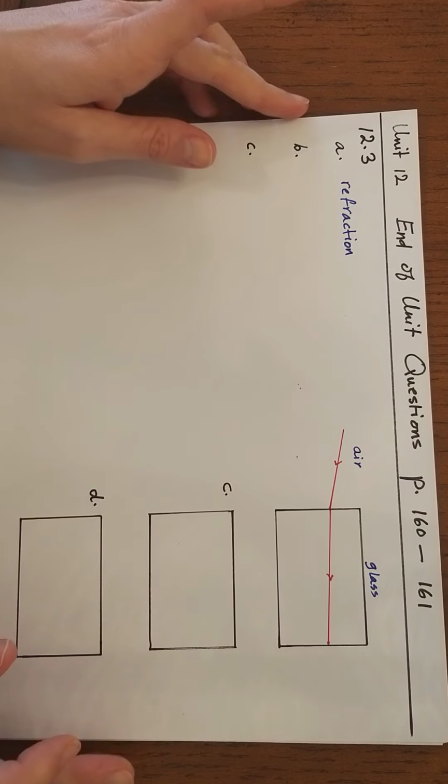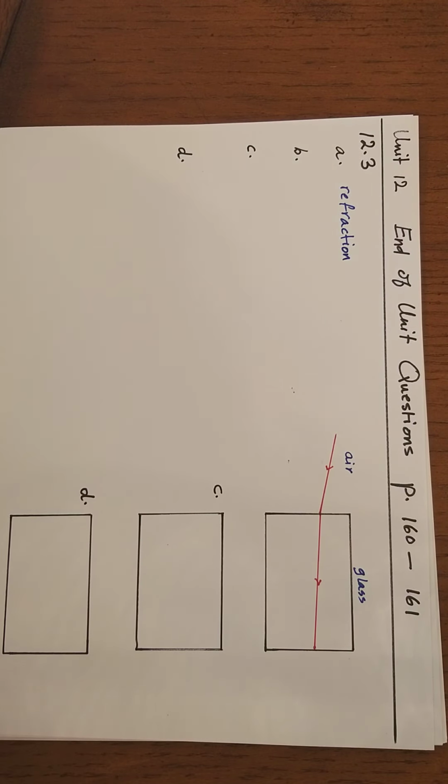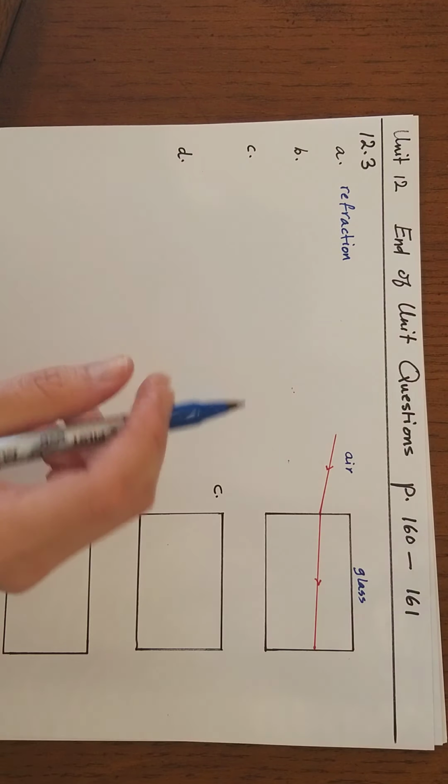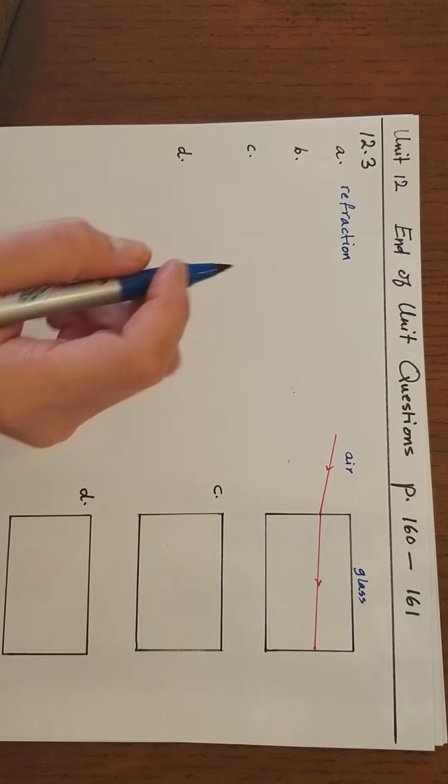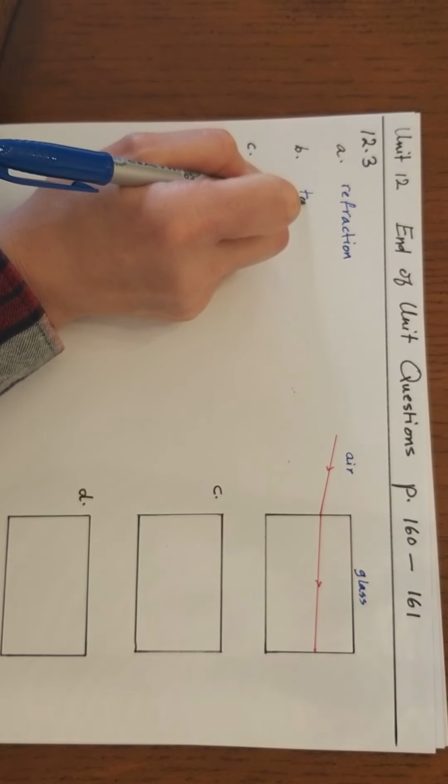B. Does the ray bend towards the normal or away from the normal when it enters glass from air? Pay attention to the wording. Enters glass from air. So in other words, from air into glass, it will bend towards the normal.